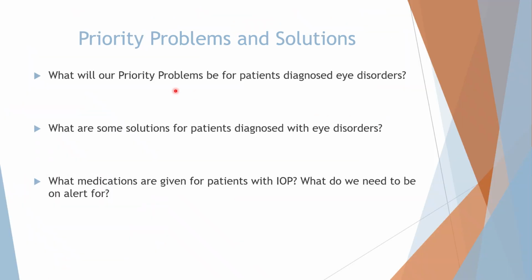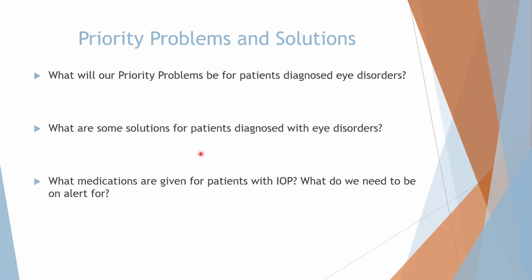So what are our priority problems for the patient who's being diagnosed with an eye disorder? If you can't see, what would be a priority for this patient? For all of them, it's going to be impaired visual sensory perception due to cataracts, macular degeneration, or glaucoma. And that's a safety issue. If the patient can't see what they're doing, they might be at risk for safety issues. So, some solutions for patients diagnosed with an eye disorder.